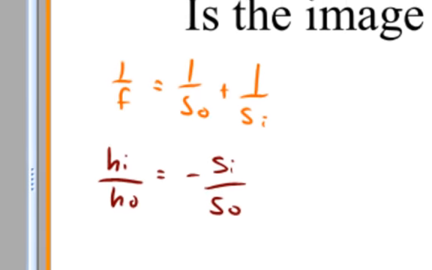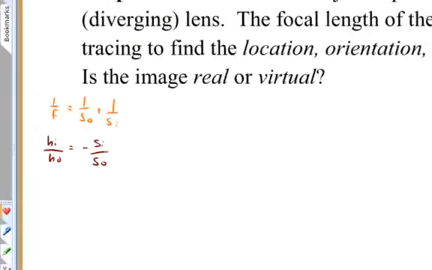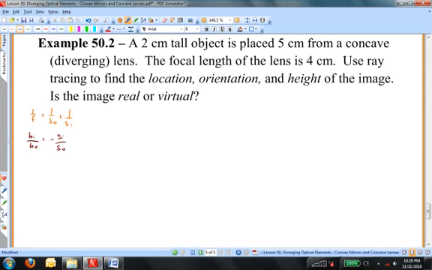Here they are. In this problem, we're told that the object is 2 centimeters tall. So there's the height of my object. And we're told that the object is 5 centimeters away from the lens. So there is my object distance. We're told that the lens has a focal length of 4 centimeters. Because this is a diverging lens, we have to put a negative sign in for that.